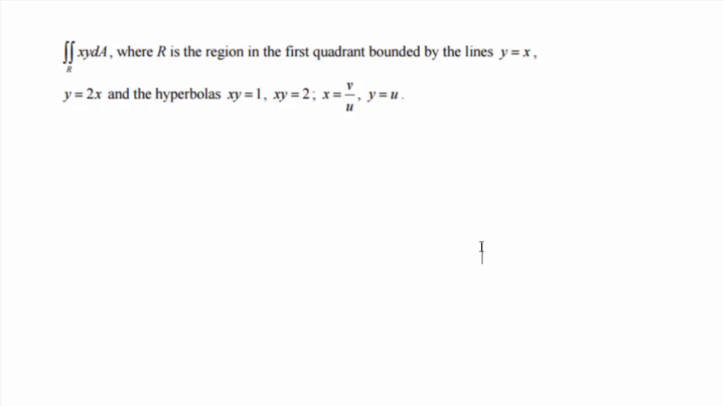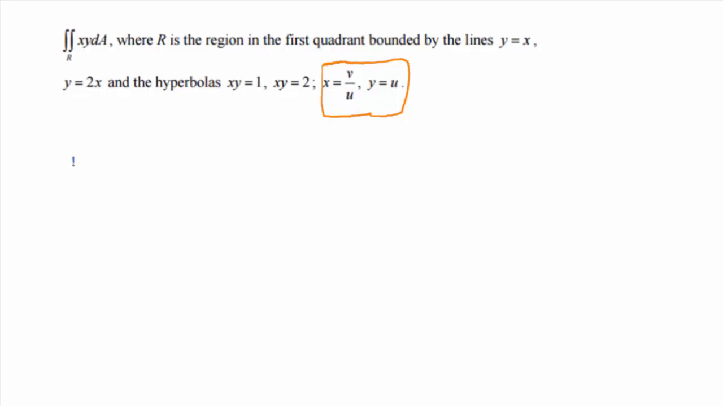Okay, so we're going to evaluate the double integral over R of xy dA, where R is the region in the first quadrant bounded by y equals x, y equals 2x, and hyperbolas xy equals 1 and xy equals 2. After the semicolon, these are your transformations. And you know that because you have x in terms of v and u and y in terms of just u. So those have to be the transformation equations. In this one, it's not like where we have to name the UV transformation, right?